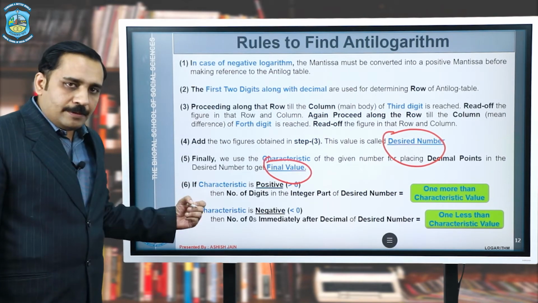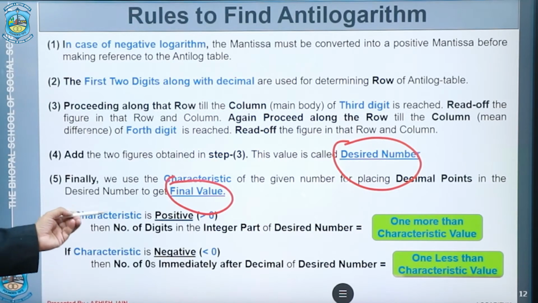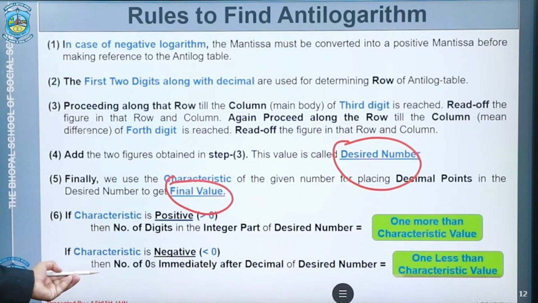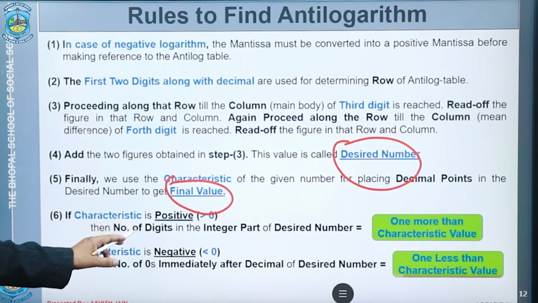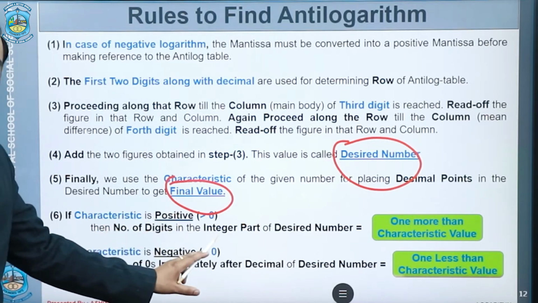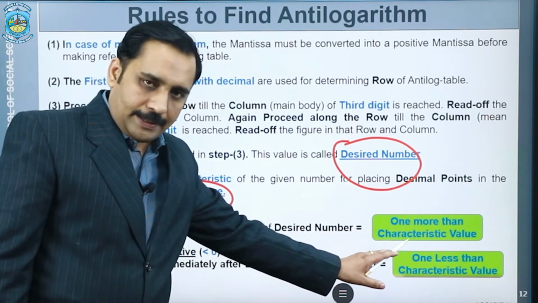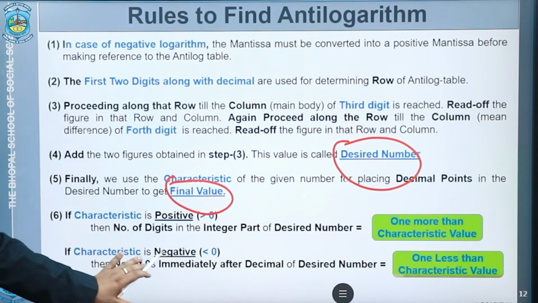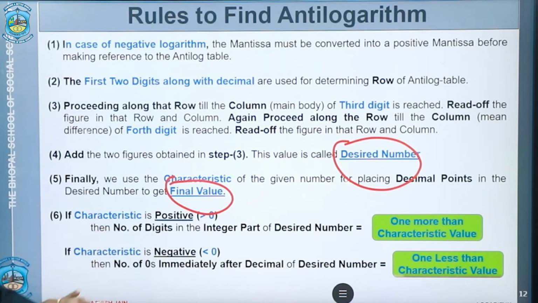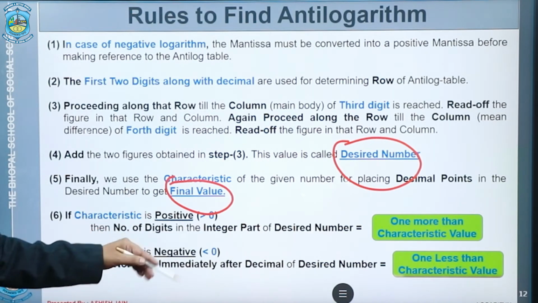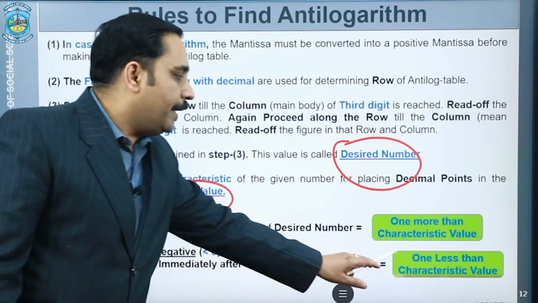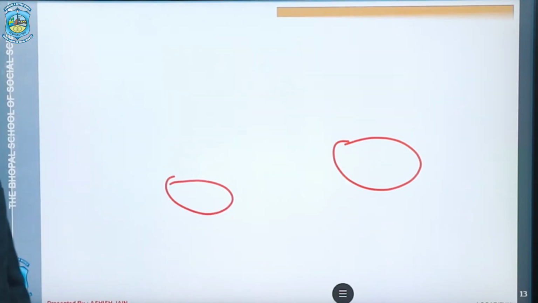So I again repeat, we have two cases. First, our characteristic is a positive value, and second, our characteristic is a negative value. If it is a positive value, then the number of digits in the integer part would be 1 more than the characteristic value, and if it is less than 0, that is a negative value, the number of zeros immediately after the decimal would be 1 less than the characteristic value.